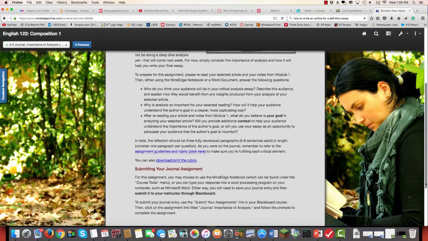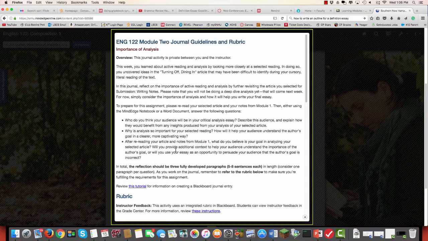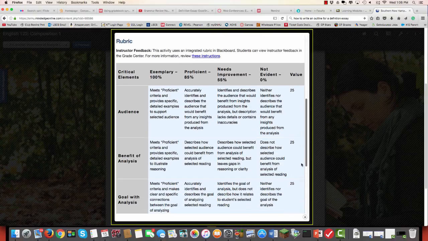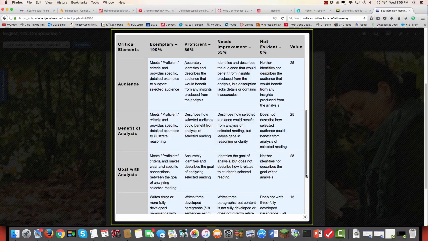I want to go over briefly the assignment guidelines and their rubric. If you have any questions about how to convert your document to a Word document, please visit this tutorial. When you answer these questions, you need to answer each in at least a paragraph. A paragraph is typically 5 to 8 sentences. So the more complete your paragraph is, the easier it will be for me to assess.